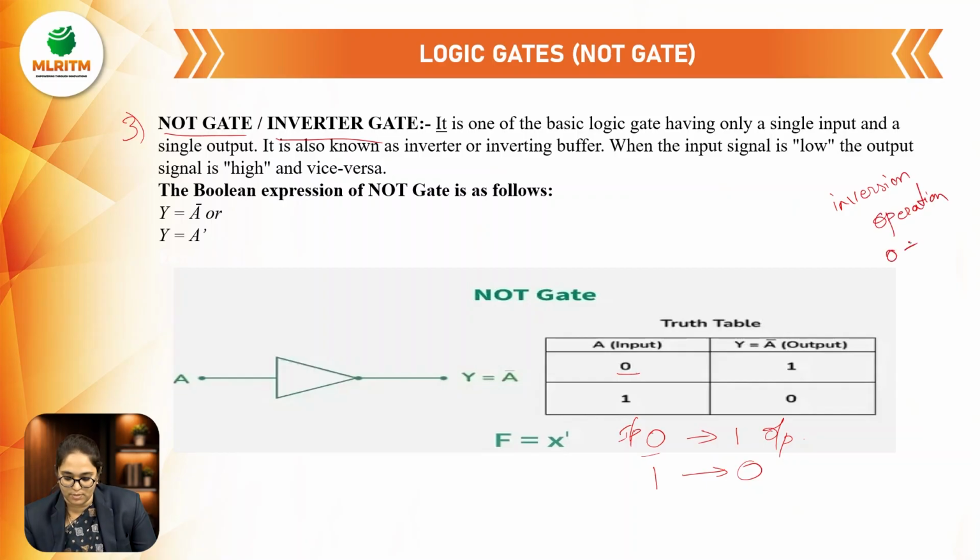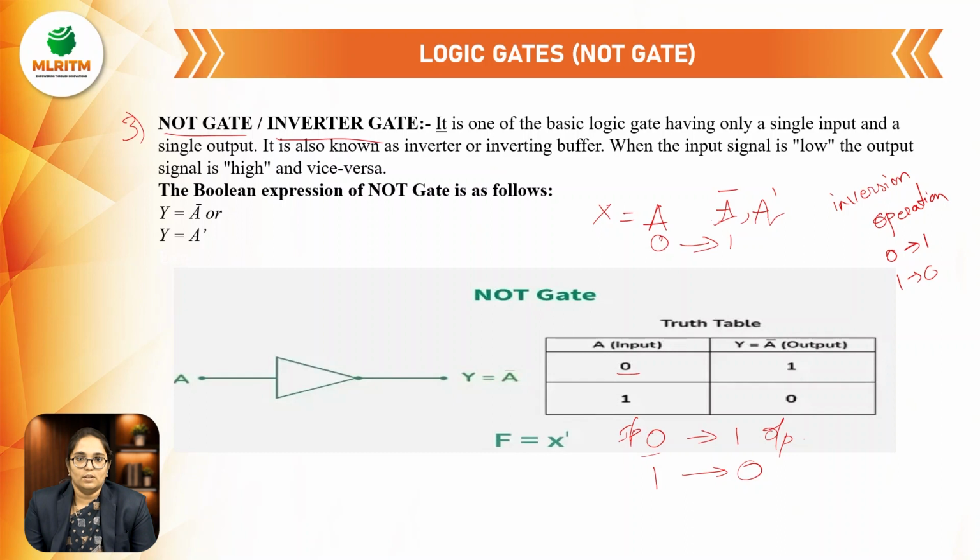So the inversion of 0 is 1, and of 1 it is 0. This Boolean expression is represented as a bar. If x is equal to a, and we have considered the input as 0, then it results in the opposite of 0, which is 1. So we represent it as a bar. You can write the bar in two forms: the first form is this one, and the second form is the other one.